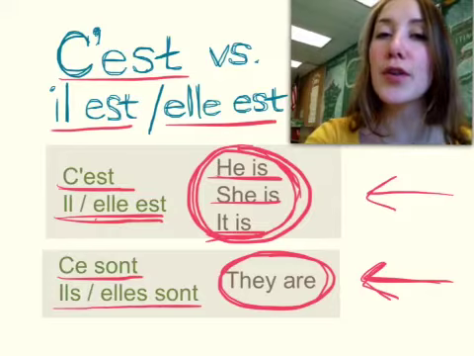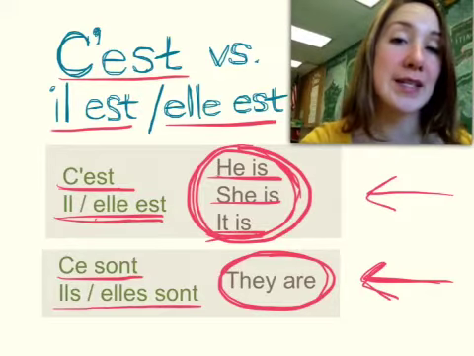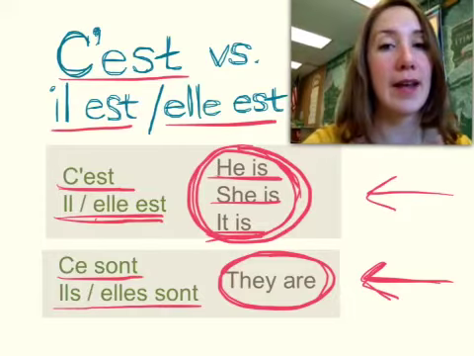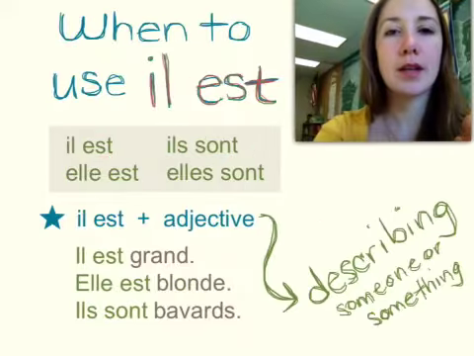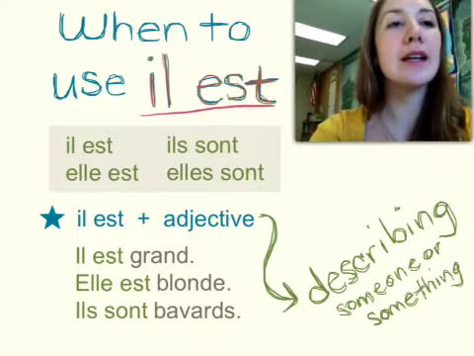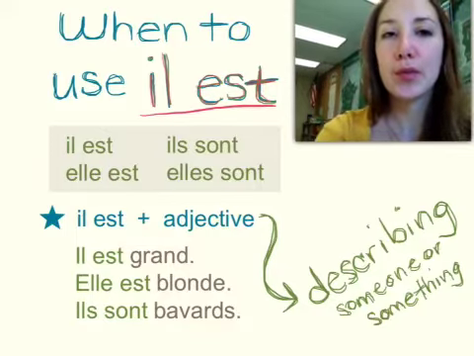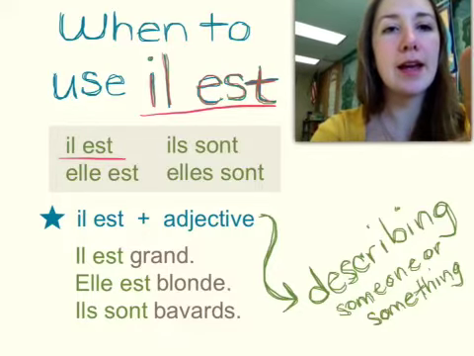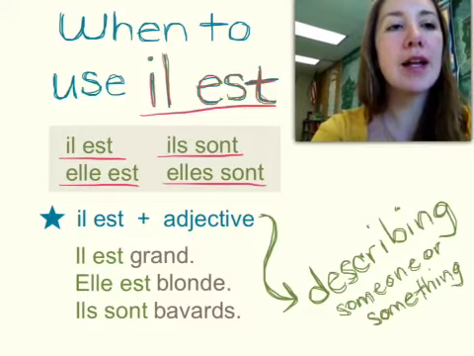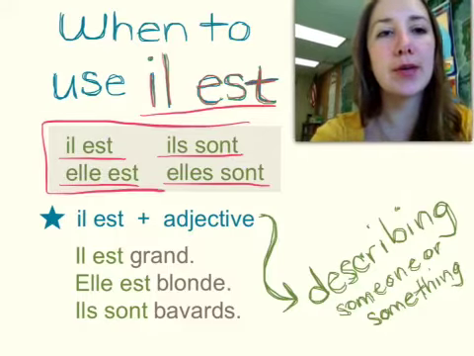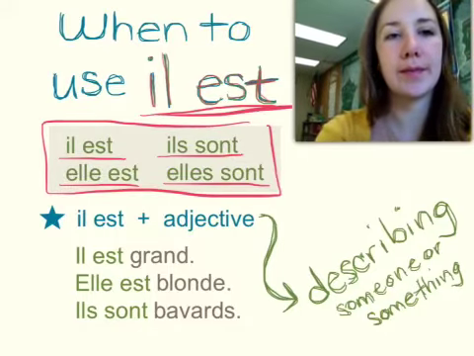So let's look further as to when we decide to use c'est and when we decide to use il est or elle est. So let's first take a look at when to use il est. Here are some of our other forms of il est. We have il est, elle est, and then the plural forms ils sont, elles sont. Okay? These all go into this same category of il est.